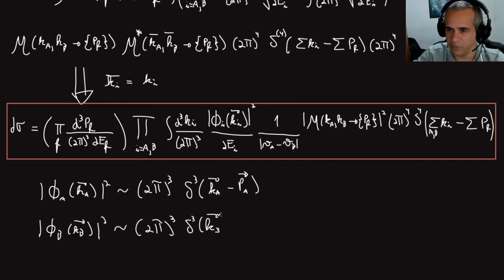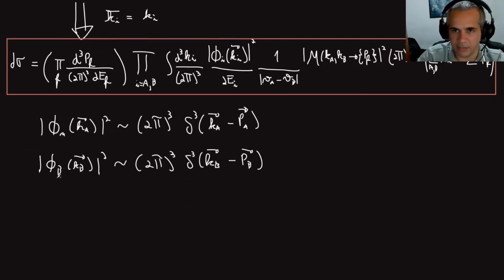So no plane waves. KA, PA, KB, PB. I'm assuming that particle A comes with a narrow distribution, a fairly well set momentum, and particle B also comes with a fairly well set momentum. If I plug these two in here, I can do these two integrals. Remember, I have an integral in d³kA and an integral in d³kB. These two integrals go away.